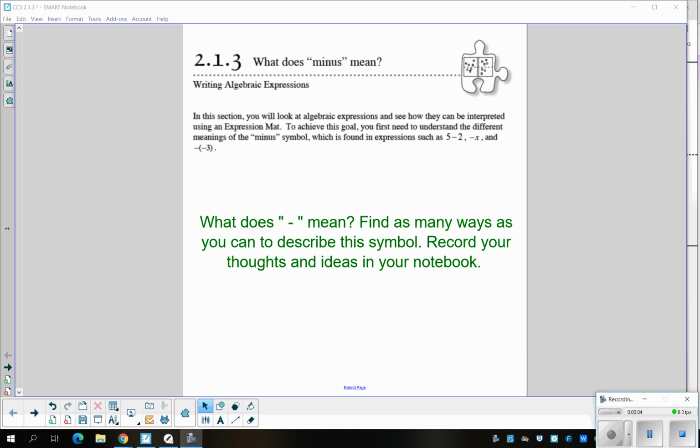Hello, today we are going to be going through lesson 2.1.3 from the CPM book. I am just going to walk through it kind of like what we would do in class, but through a video here. So I'm going to have some times where I will tell you to stop the video and think through some things on your own.